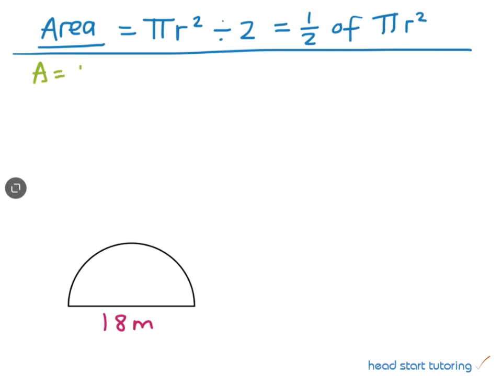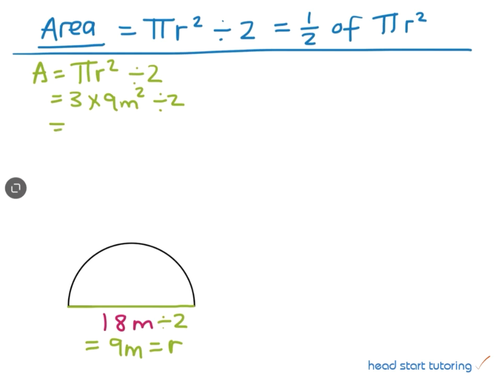So area equals pi r squared divided by 2. Right, so let's first work with pi equal to 3. So if pi is equal to 3, we multiply our pi, which is 3, by our radius. And remember, this here is our diameter, which is 18. So we need to divide our diameter by 2 in order to get 9 meters, which is equal to our radius. So our radius is 9 meters, and we square that, and then we divide by 2. And we're always going to do that first before we divide by 2.